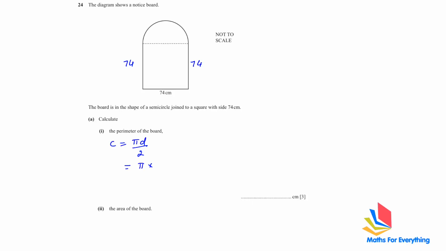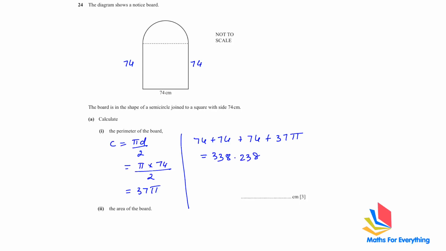And the diameter is 74 divided by 2, 37 pi. Therefore, the perimeter is going to be 74 plus 74 plus 74 plus 37 pi. 338.238. Rounding it to 2 decimals, we will have the answer 338.24 centimeter.